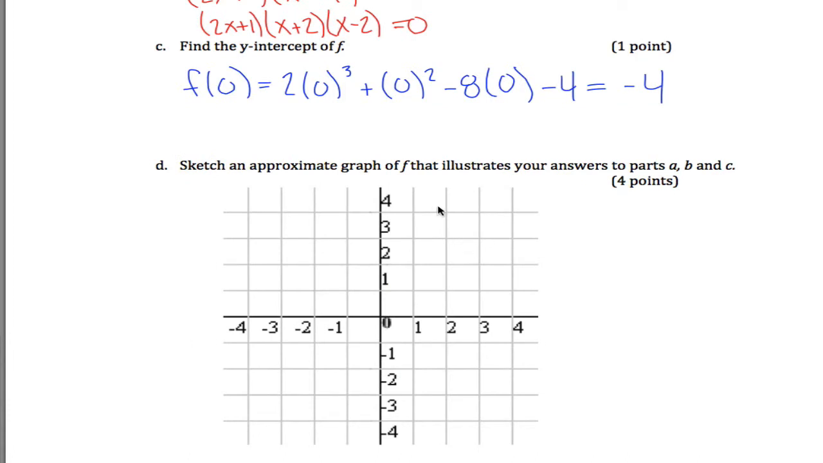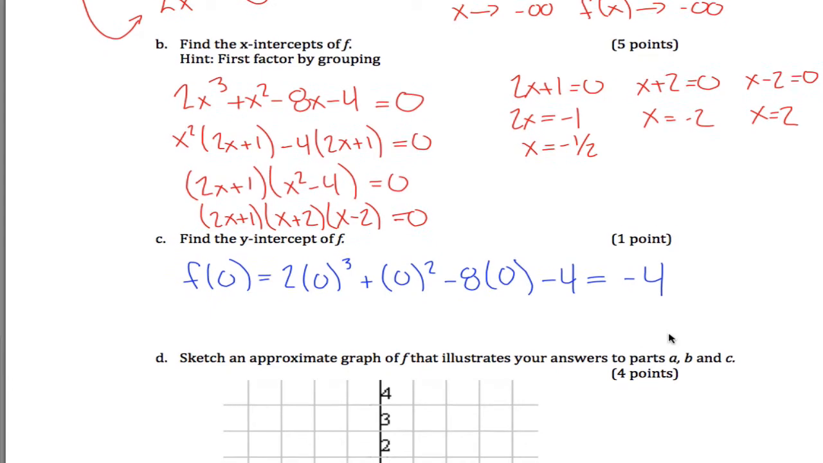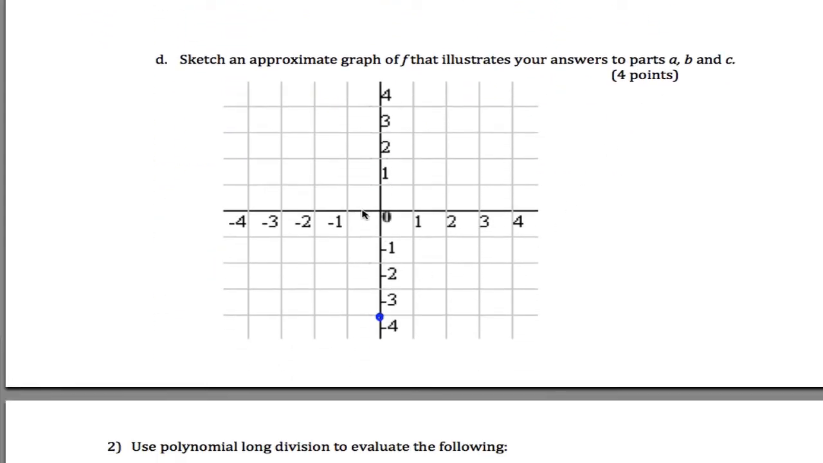Sketch an approximate graph of f that illustrates all these answers. Okay, I want to sketch something that has a y-intercept at negative 4, and has x-intercepts at negative 1/2, negative 2, and positive 2. And then end behavior. When I go to the right, I want it going up. So I want it going up from here.